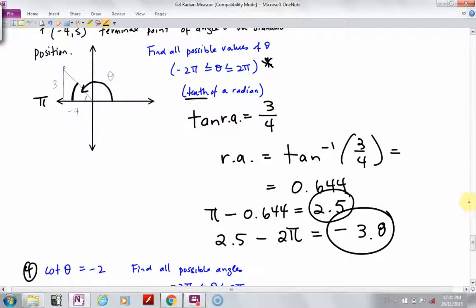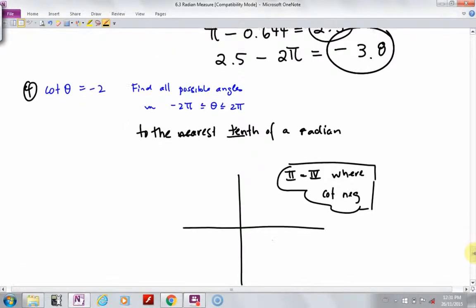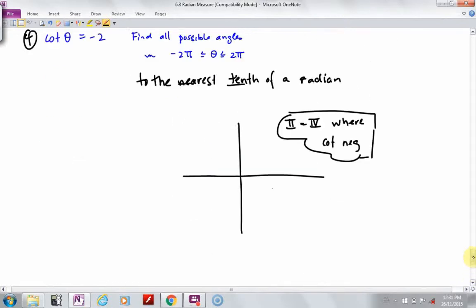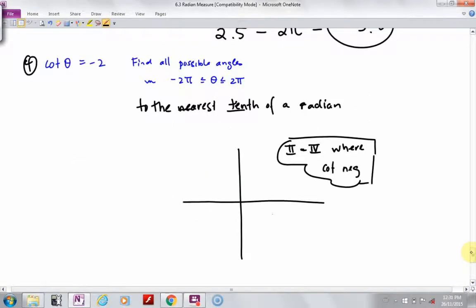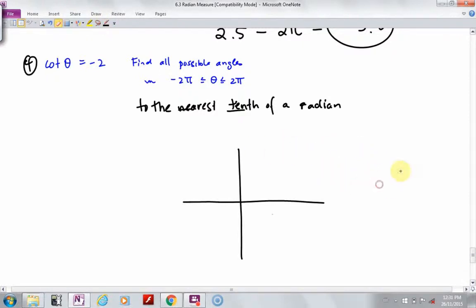Okay, another one. Last one, I think. Oh, yeah, this will be the last one. So we've done a question very similar to this one on Monday, but it was with, I think, secant. Cotan theta is equal to negative 2. Find all possible angles between negative 2 pi and 2 pi to the nearest tenth of a radian. Okay? So whenever it says tenth of a radian, we're not worried about exact values. You're not going to use your special triangles. You're going to use your calculator, but you're going to find all possible angles.